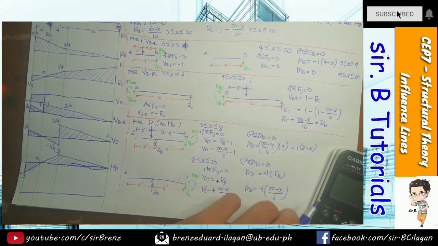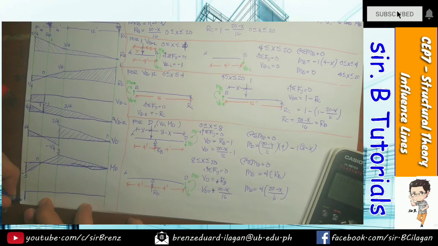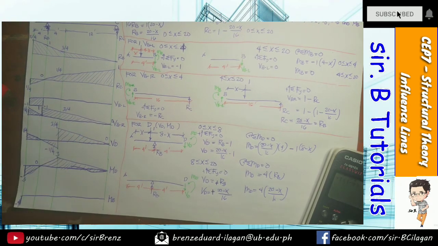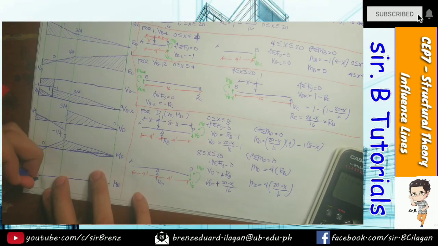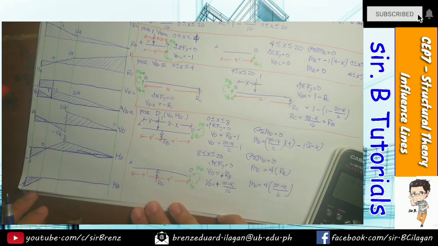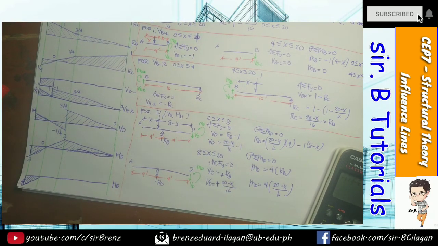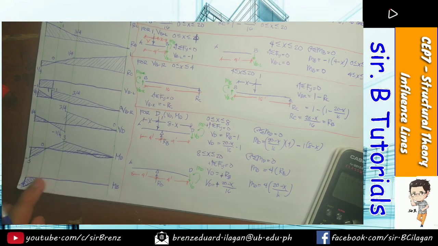So when you plot this, negative 4, and then calculate. Let's put in a value of 4. So 0. So this will be the appearance of the equation for the influence diagram for moment at B. That is negative 4. Let me just check. Okay, that's correct. Even if you use this one instead, the same influence line will come out.